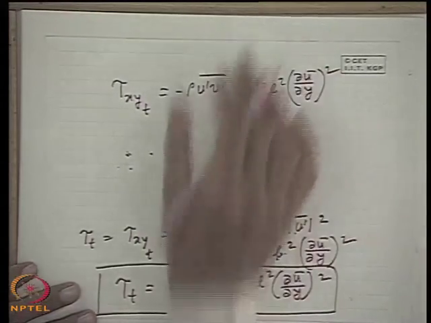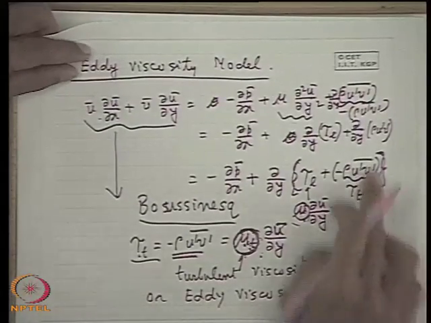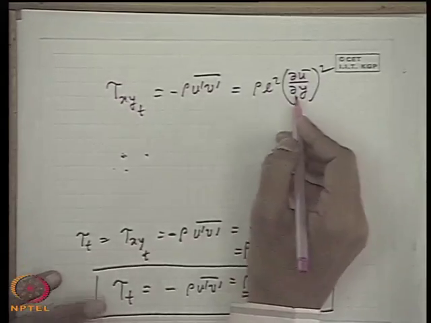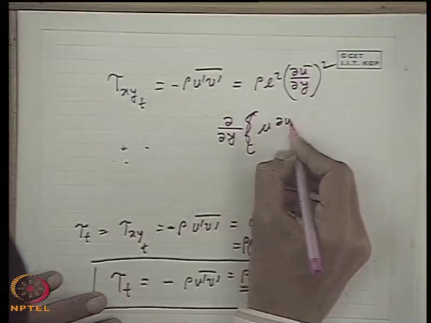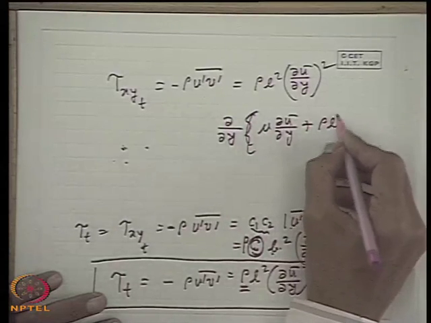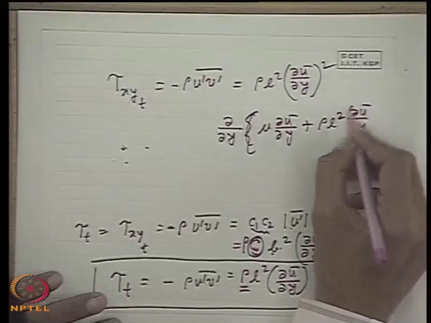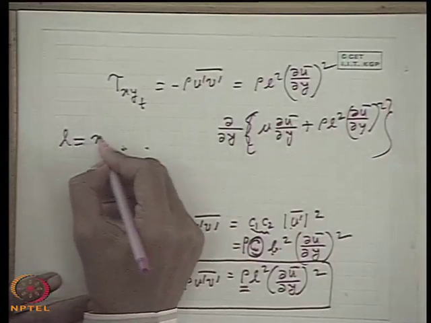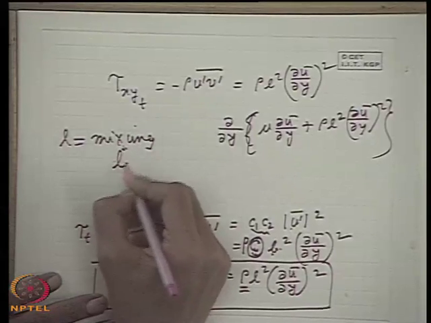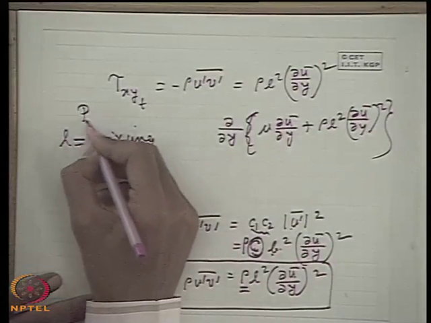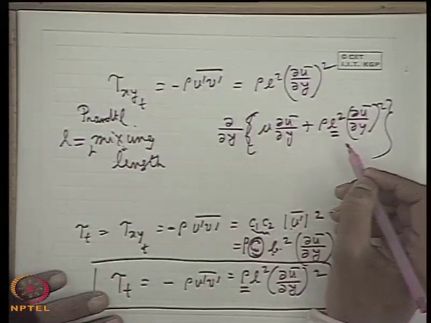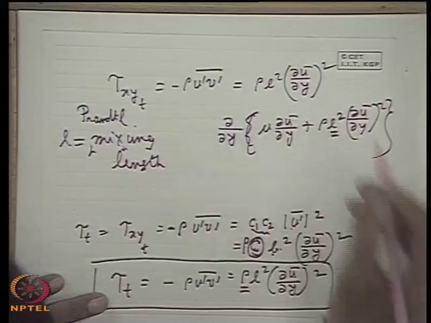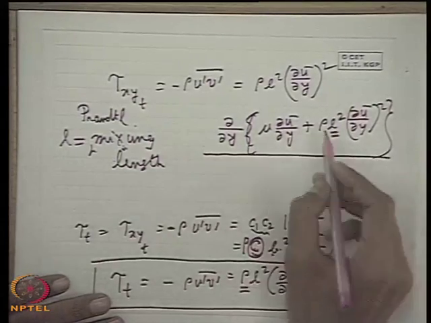That means if we substitute it, can we still integrate the equation? Why? Because if we substitute this in our equation, we get del y of mu del u bar del y for the laminar part, and for the turbulent part rho L square del u bar del y whole square. I understand, where L is the mixing length, sometimes known as the Prandtl mixing length. But still there is a problem. What is the value of L? Is it constant, or what is its functional relationship with the space coordinates? So therefore a relation of that type is needed.